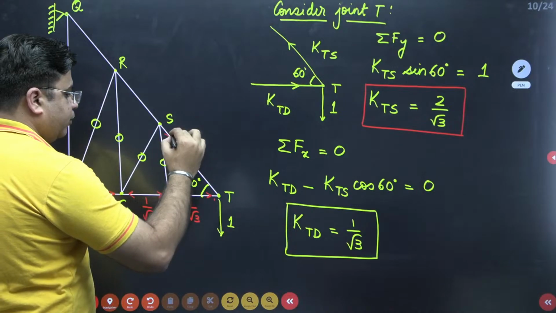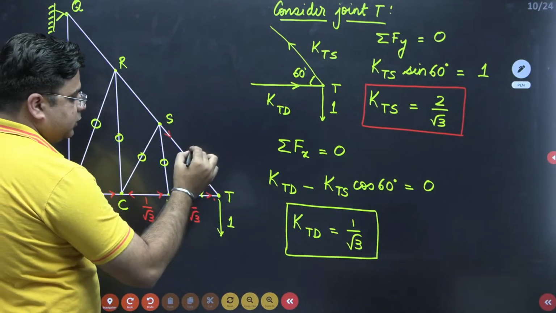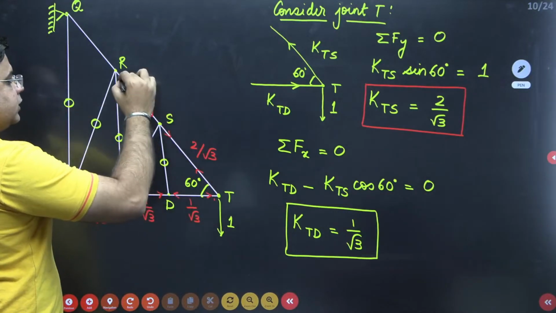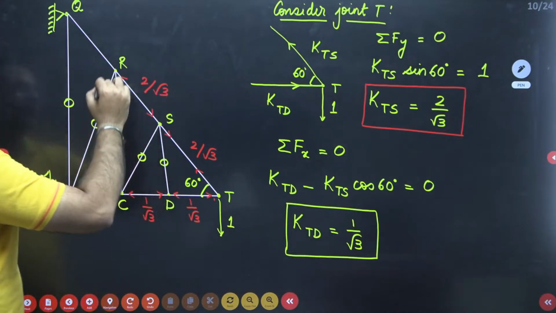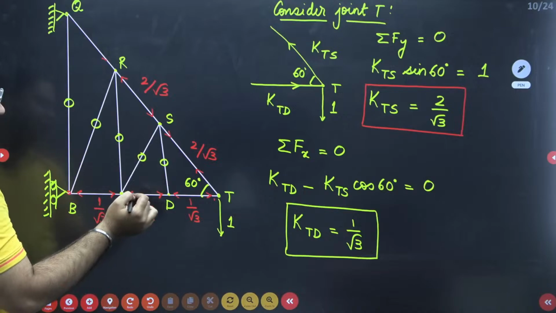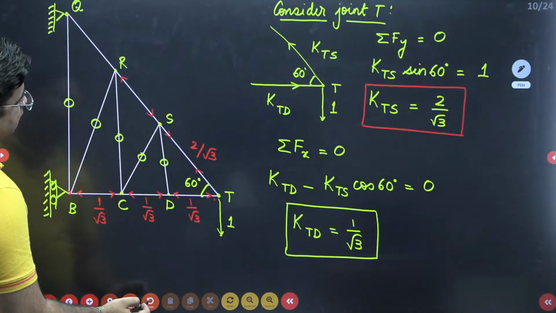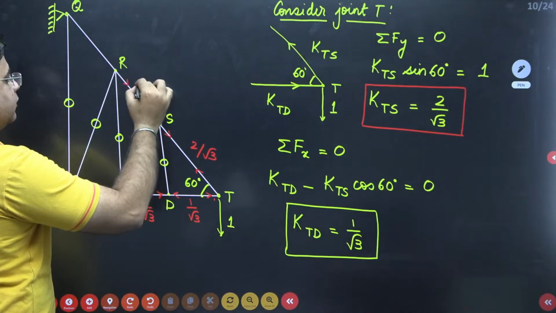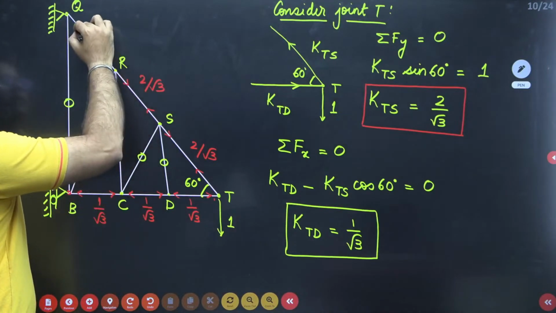Then the member force in member TS is 2 by root 3, and this is tensile. This is equal to the force in member SR, which is 2 by root 3, again tensile, and this is also tensile in nature. This is 2 by root 3 and this is also 2 by root 3.